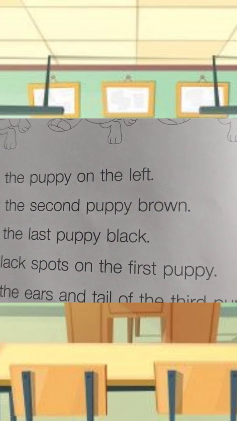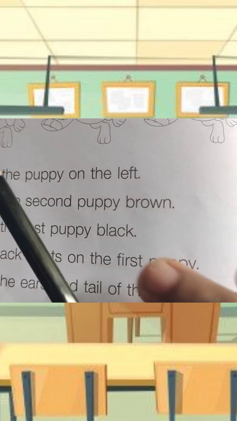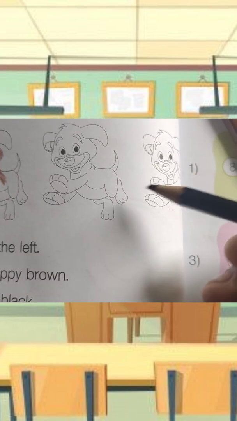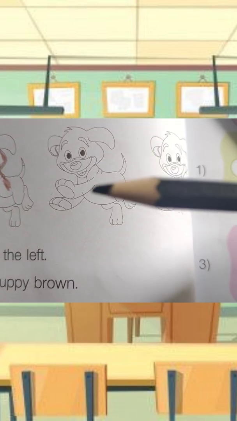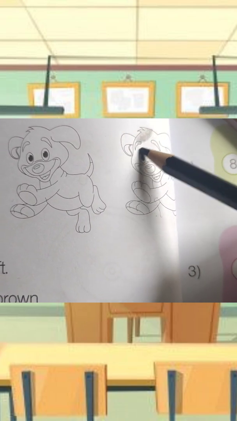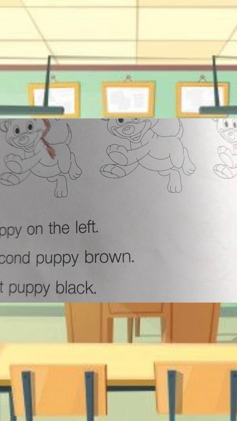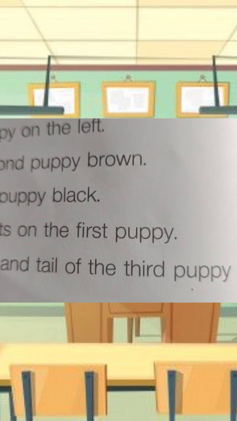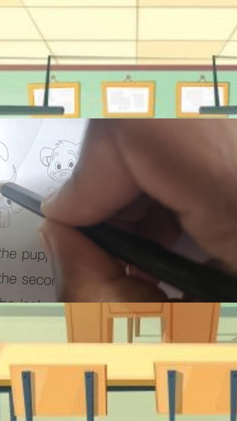2, color the last puppy black. So this is the first and this is the last because we have only 4 puppies, right? 1, 2, 3, 4. This is the last puppy. You have to color it black, okay? Beautiful. Next, draw black spots on the first puppy. This is the first puppy. You have to draw a black spot. You make a circle like this with your black color. Okay, you have to draw a black spot on the first puppy.